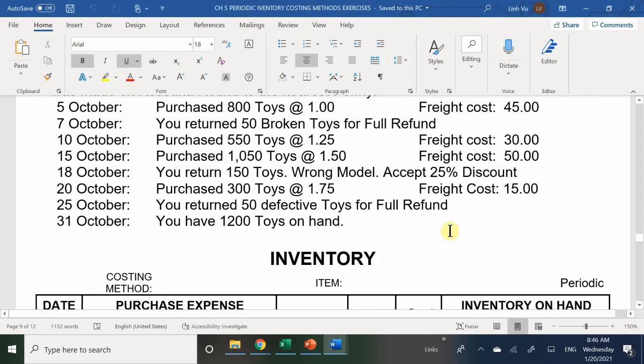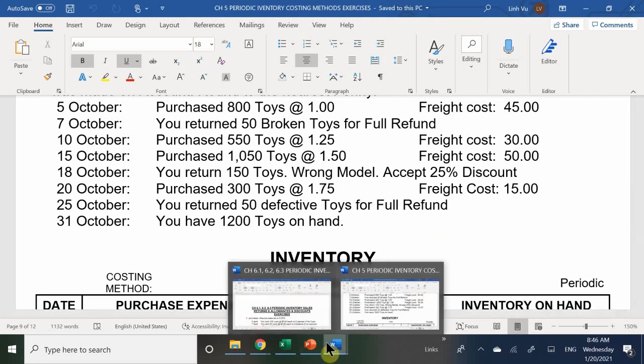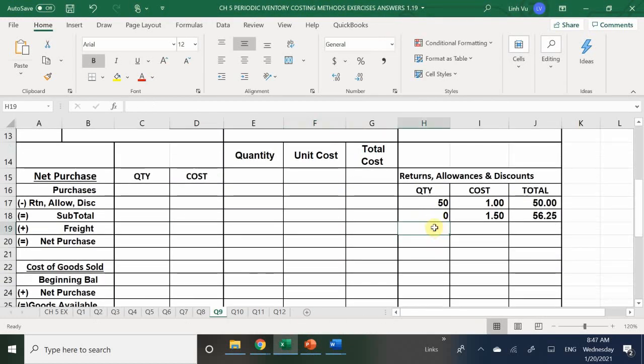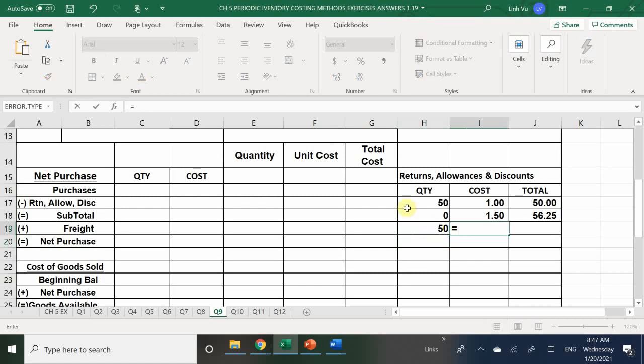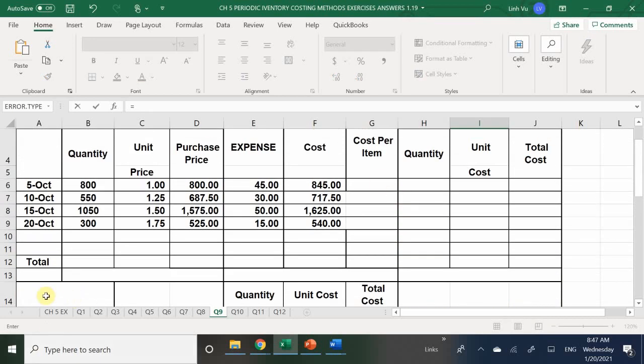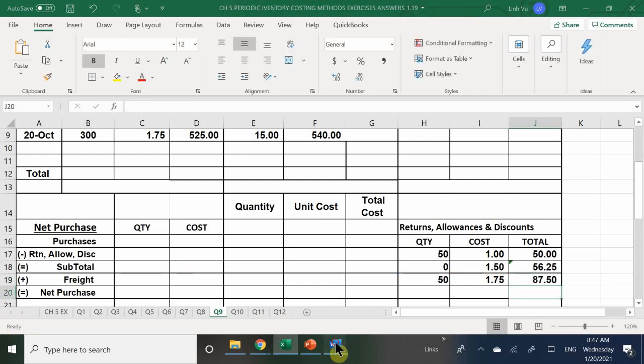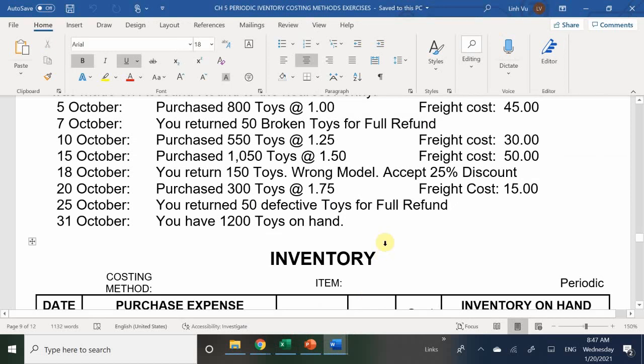All right, second to last. What happened on October 25th? Return 50 defective toys for a full refund. So we are returning 50 items. How much did it cost me? $1.75. And if I'm returning it for a full refund, how much money am I actually refunding? $87.50. Okay.